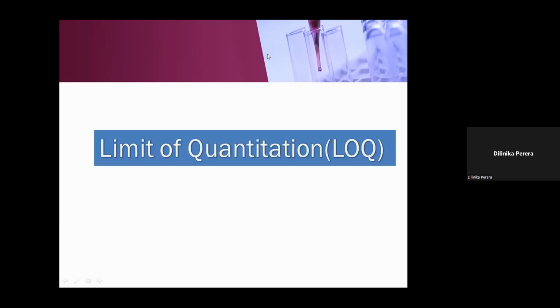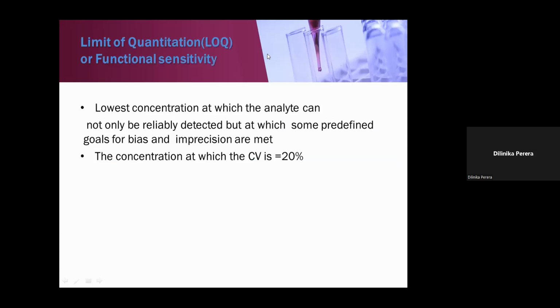And there's another term known as limit of quantification. That is also the lowest concentration the analyte can be not only reliably detected, but there are some predefined goals. For example, you can have a concentration at which we can use a CV. So at a CV of 20%, what is the lowest concentration we can detect on that analyzer, on that method? That is the limit of quantification, or sometimes known as the functional sensitivity.